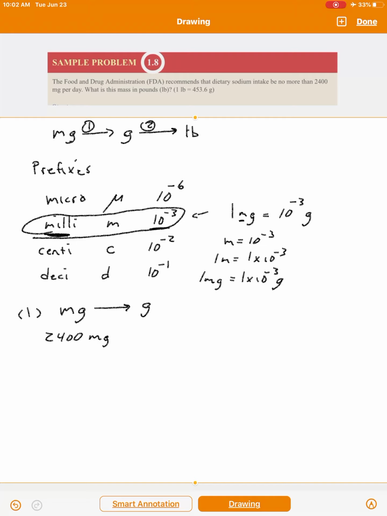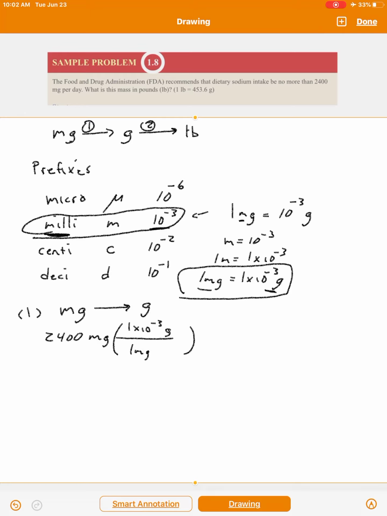That's the logic. Follow through that logic. m equals 10 to the minus 3. 1 m is 1 times 10 to the minus 3. 1 mg is 1 times 10 to the minus 3 g. There's your conversion factor. We want to go to grams. So we're going to take the one we want, which is grams, and put that on the top. And we're going to take the one we want to get rid of and put that on the bottom.